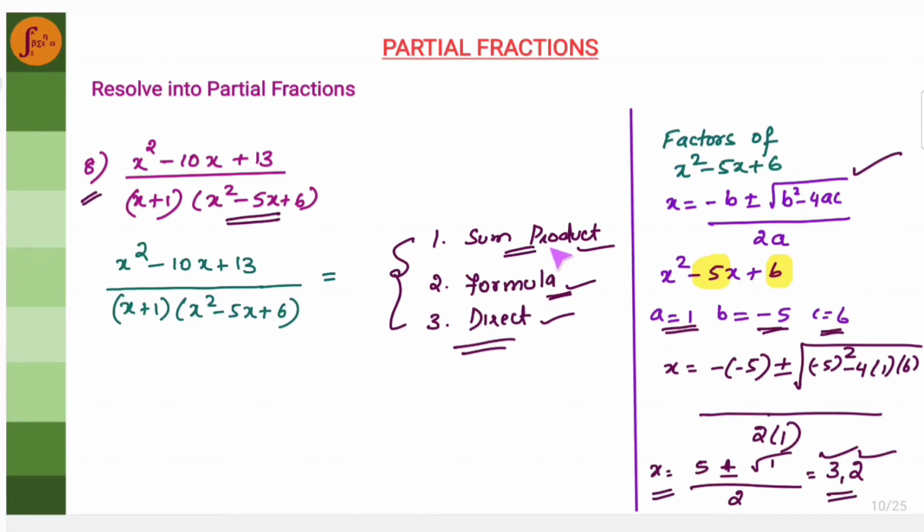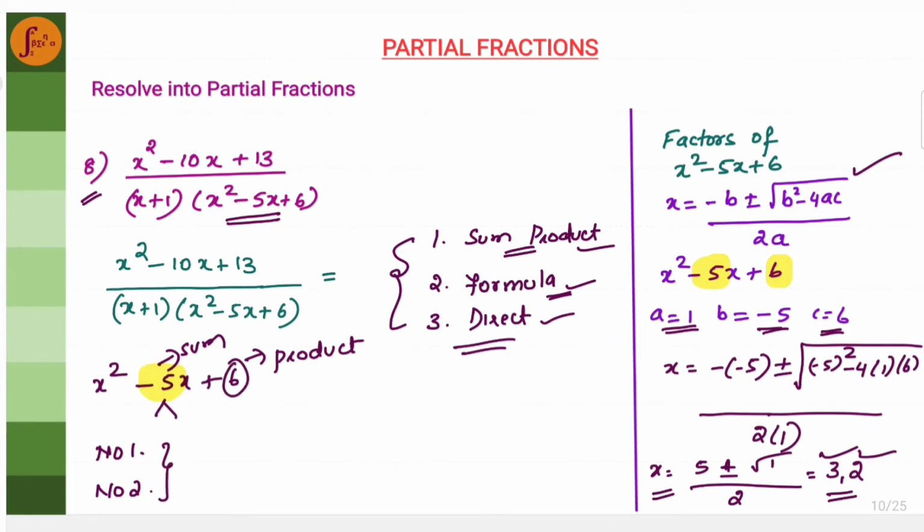The other method is sum product, right? Here you'll have to choose two numbers in sum product. So x square minus 5x plus 6. Choose two numbers in such a way that this is the sum and this becomes the product. So the sum has to be minus 5. So you have to choose two numbers, number 1, number 2. When you add these two numbers, you should get minus 5, and when you multiply these numbers, you have to get 6. So we can take 3 and 2, because when we multiply 3 and 2, we'll get 6, and when we add 3 and 2, we'll get 5. But we'll have to get minus 5.